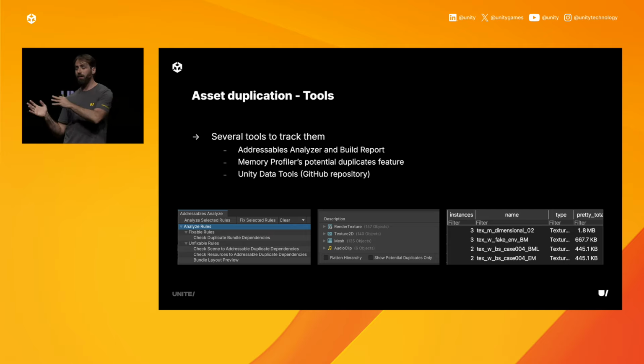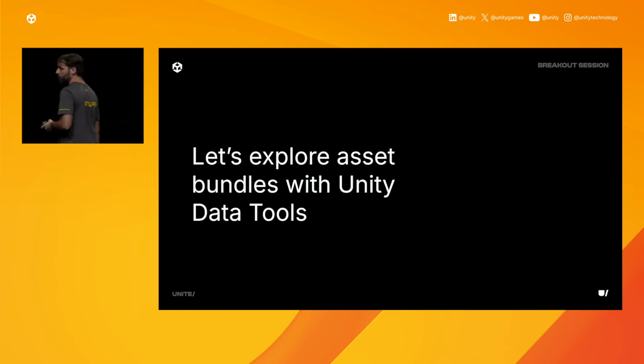And sometimes, if you don't even have a development build, but you have access to the bundles, you can instead use the Unity Data Tools. This is a command line, a CLI tool. It's in its own GitHub repository, which you can access right now, which essentially analyzes a folder that contains bundles and generates a SQL database that you can explore to see which assets are in the bundles and explore some important information. So let me show you a little bit of this tool.